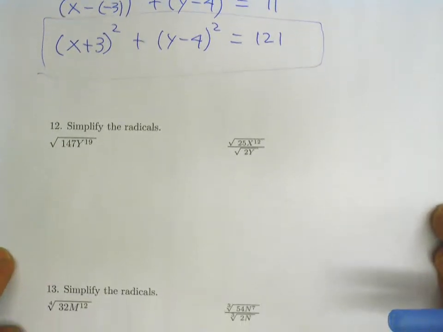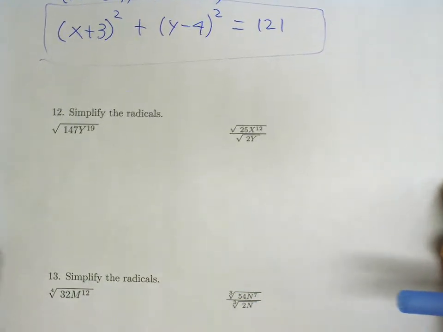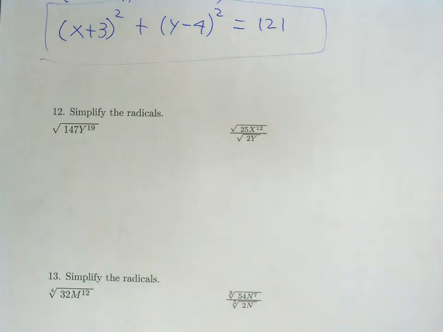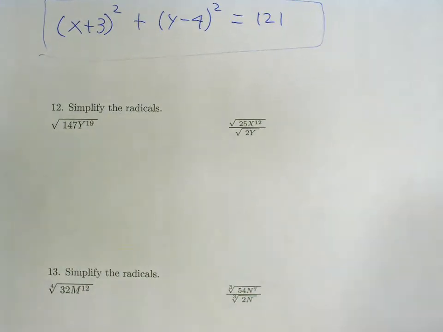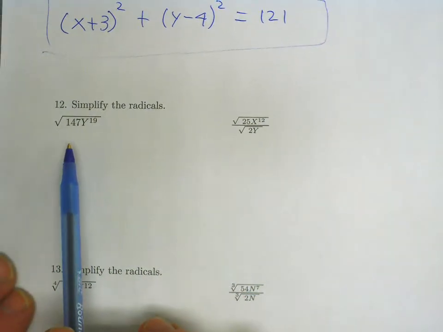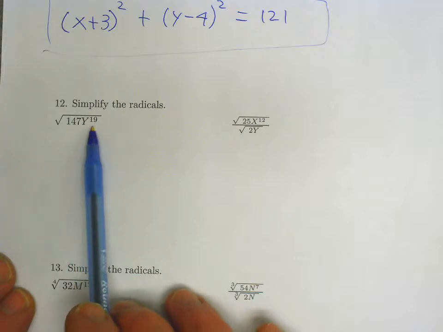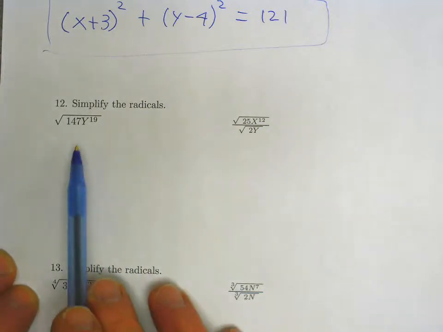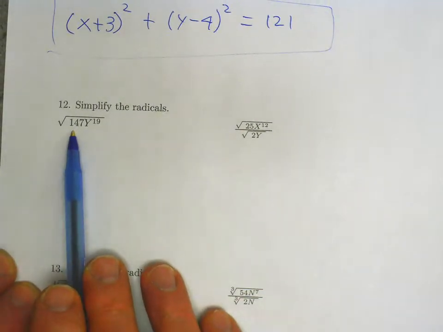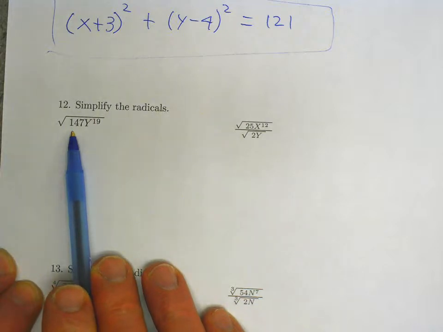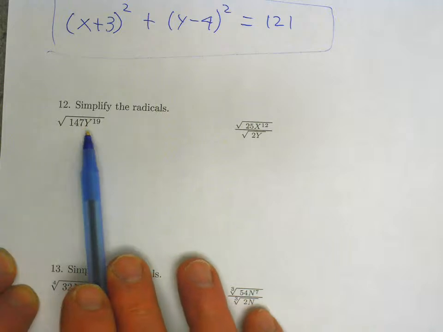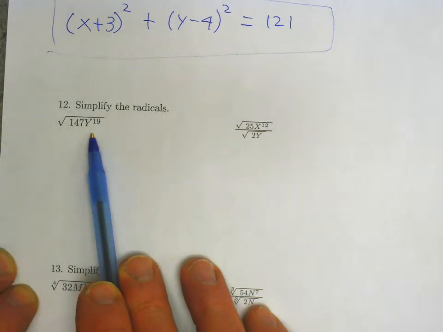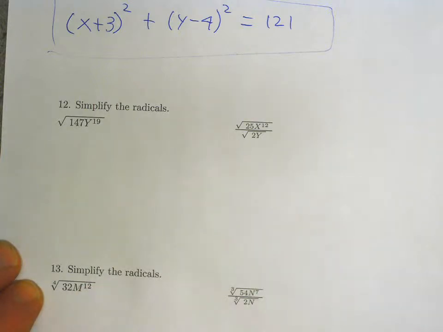Okay, and then in the next few examples, we have simplifying radicals. So simplify the square root of 147y to the 19th. The largest factor of 147 that is a perfect square is 49. 49 times 3 is 147. And then the largest factor of y to the 19th that's a perfect square is y to the 18th. If an exponent is even, it's considered a perfect square.